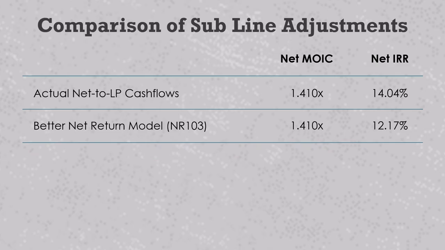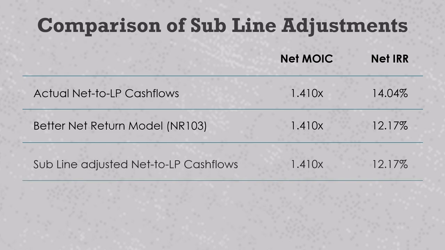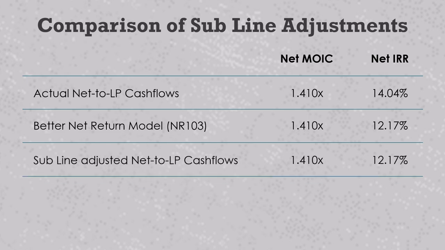The benefit of this approach is that not only do we adjust the entire fund's net IRR, but we also get a subline adjusted net return for every investment in the portfolio. When we use the subline balance to adjust the net to LP cash flows, we get the same net multiple and another subline adjusted net IRR measurement of 12.17%.